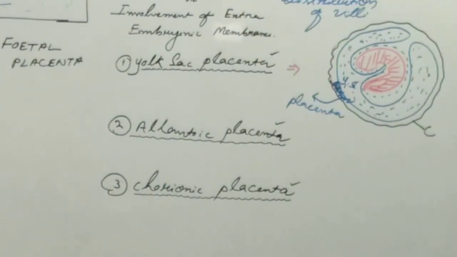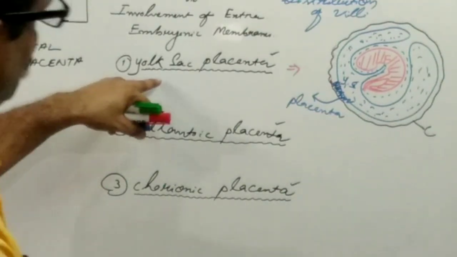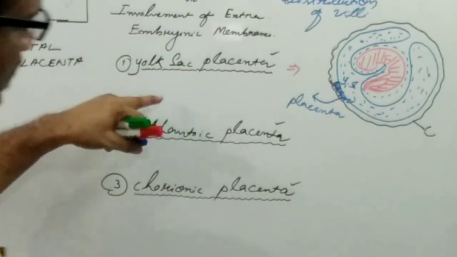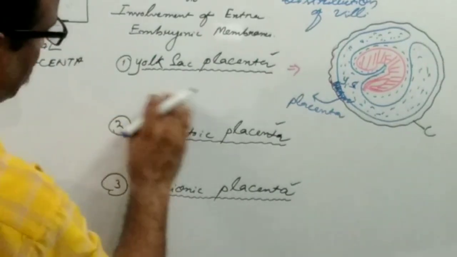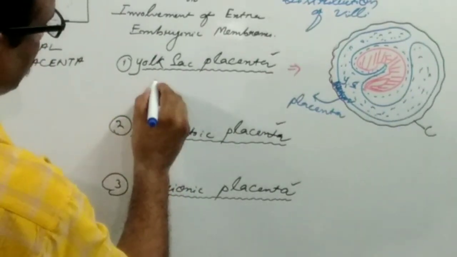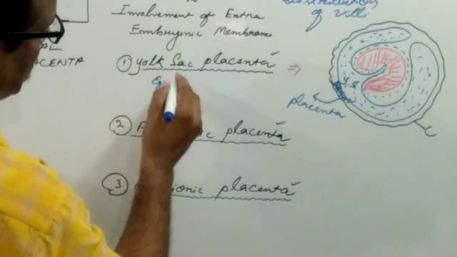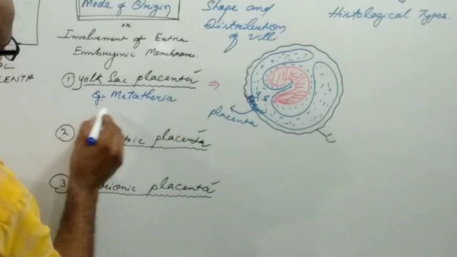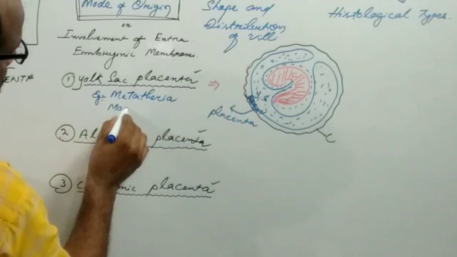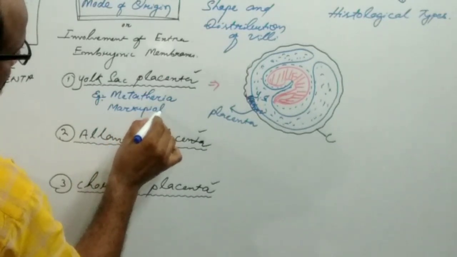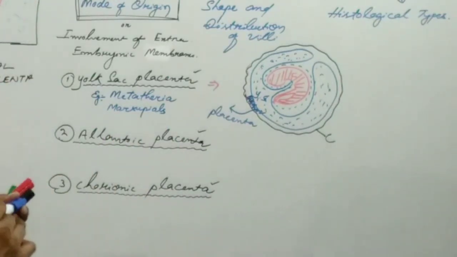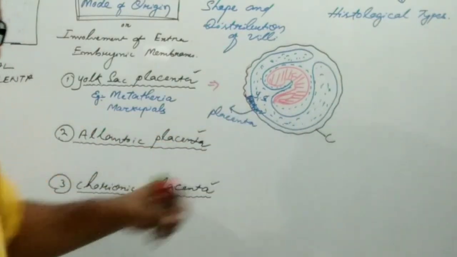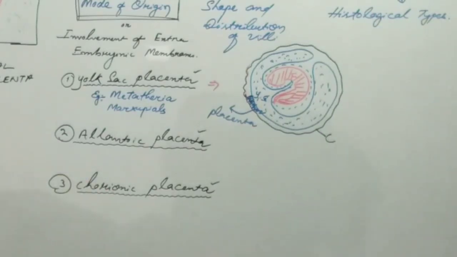That's why this type of placenta is known as the yolk sac placenta. This type of placenta is present in marsupials and the metatherians, metatherian mammals. An example is the kangaroo. So in the yolk sac placenta, the yolk sac takes part in the formation of the placenta. That's why it is known as the yolk sac placenta.